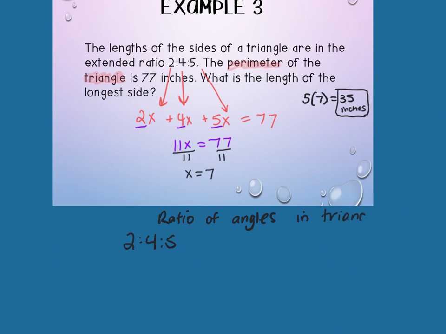So what do we know about the angles in a triangle? 180. So I would say 2x plus 4x plus 5x equals 180. This time it said perimeter, and that's why we just added it up and set it equal to what they gave us. But if it had said the ratio of the angles in a triangle, I would do 2x plus 4x plus 5x equals 180. So it's all going to change depending on what it's giving you the information for.